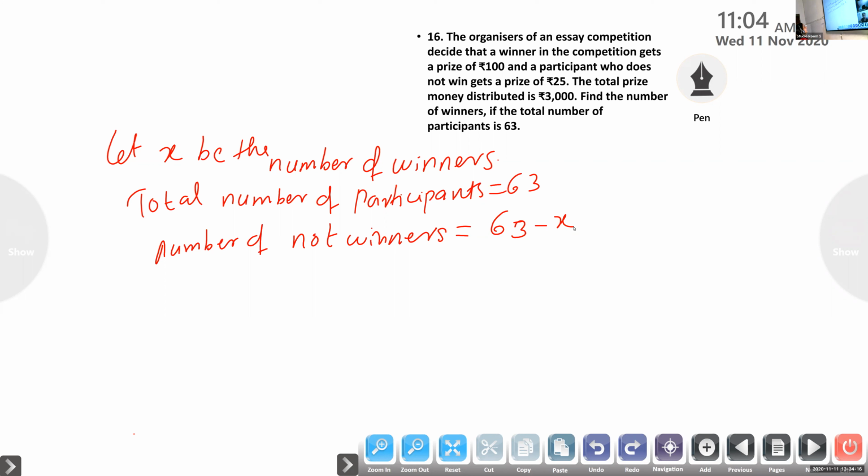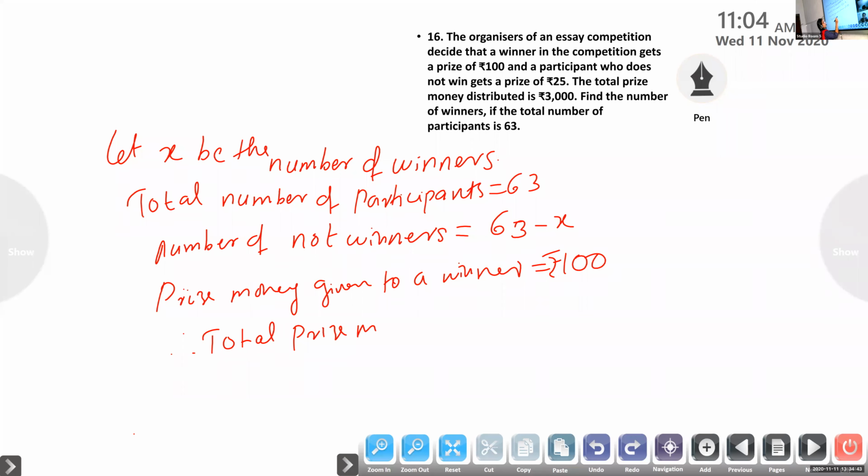Now, what is the prize money given to winners? The prize money given to a winner is rupees 100. Therefore, the total prize money for winners, since there are x winners, is 100 into x, that is, rupees 100x.